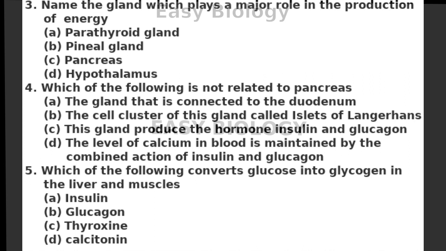A. Insulin. B. Glucagon. C. Thyroxine. D. Calcitonin. The answer is A. Insulin. Insulin is the hormone which converts glucose into glycogen in the liver and muscles.